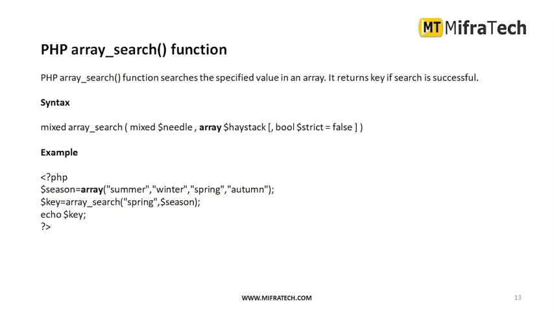Array search. Here the searching of an element can be done. The PHP array_search function searches the specified value in an array. It returns a key if the search is successful. We have given summer, winter, spring, autumn. With array_search, spring in season, we have to search for spring. If it finds spring, it will give a successful output. If not, it will show unsuccessful: the array element was not found.